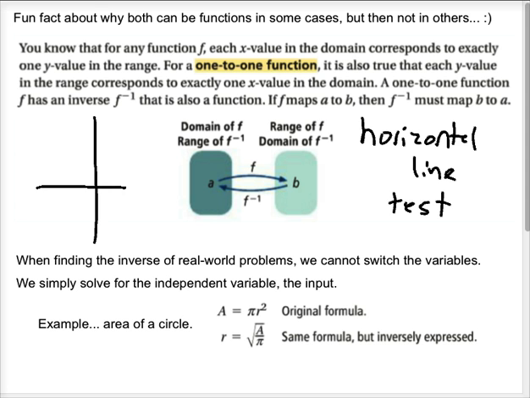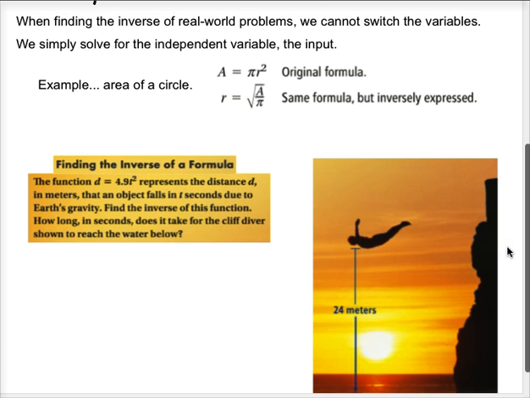Now think about a quadratic. When you try to draw a horizontal line there, it fails. So when you take the inverse of it, and now it's flipped, it's going to fail the vertical line test and not be a function. So in order for both to be a function, it needs to pass the vertical line test and the horizontal line test. That's how you can tell if a function and its inverse will both be functions. So, just a little fun fact for you.